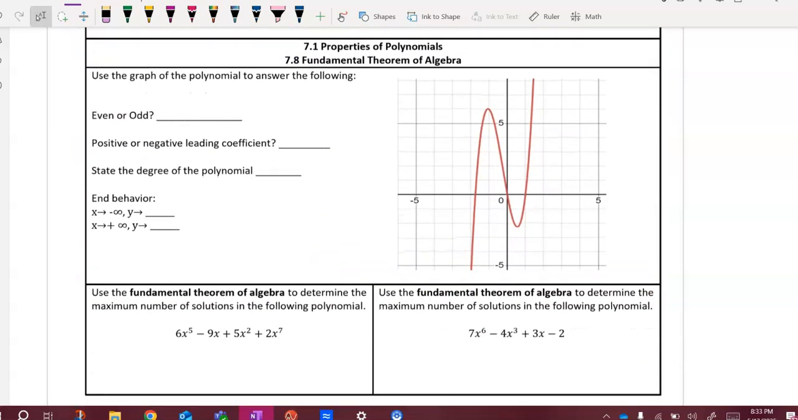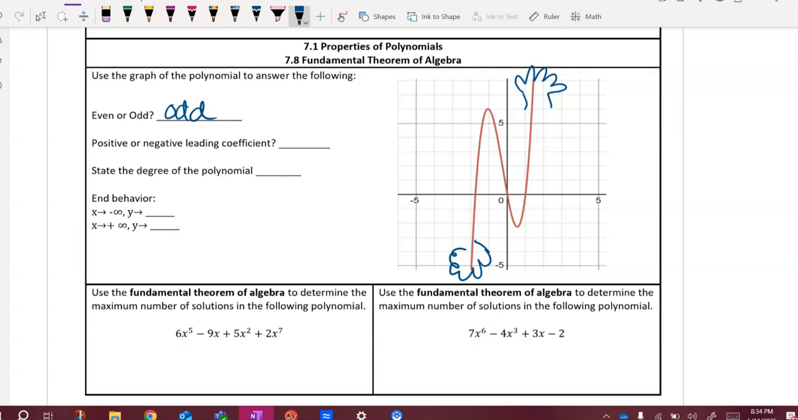Properties of polynomials. Use the graph of the polynomial to answer the following. Is this even or odd? Something we talked about in class was that even is when the two hands or the ends of the polynomial are facing the same direction. Odd is when they're facing opposite directions. So if we were to imagine our polynomial as having like two hands here, it has its right hand up and its left hand down. So because the hands are facing in different directions, this is an odd polynomial.